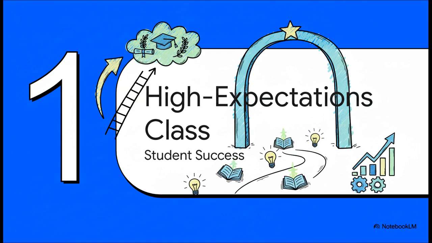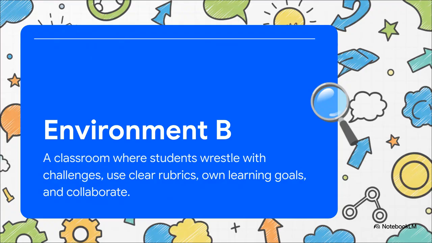Before we get into all the how-tos, we need a super clear picture of what we're building. What does this high expectations classroom actually look and feel like from a student's perspective? The source material actually gives this place a name, Environment B. And the words here are so important. Think about them: wrestling, owning, persisting.